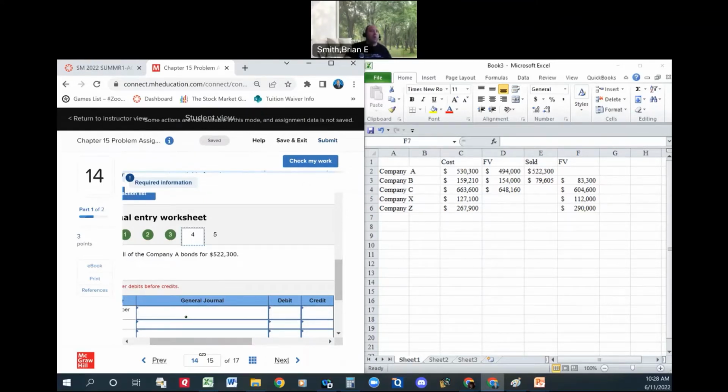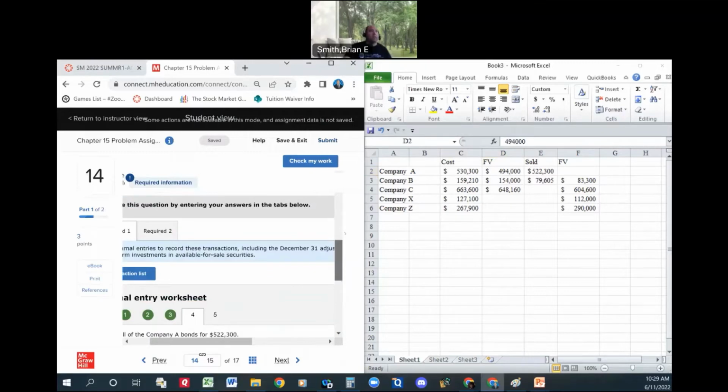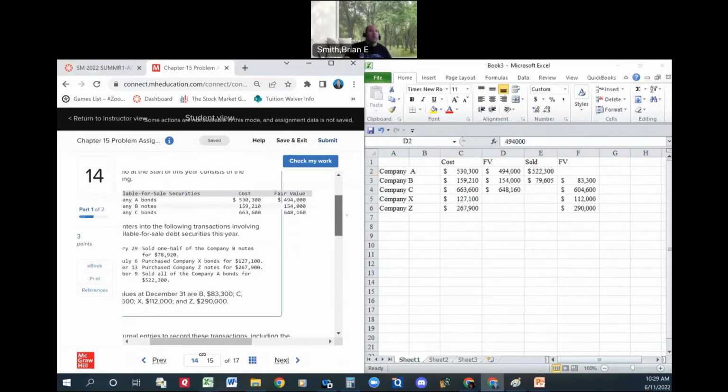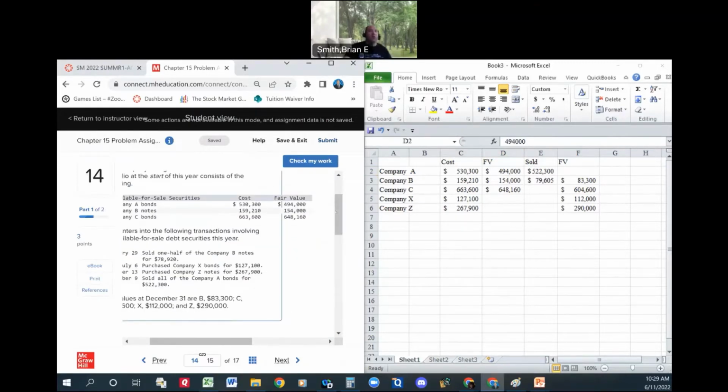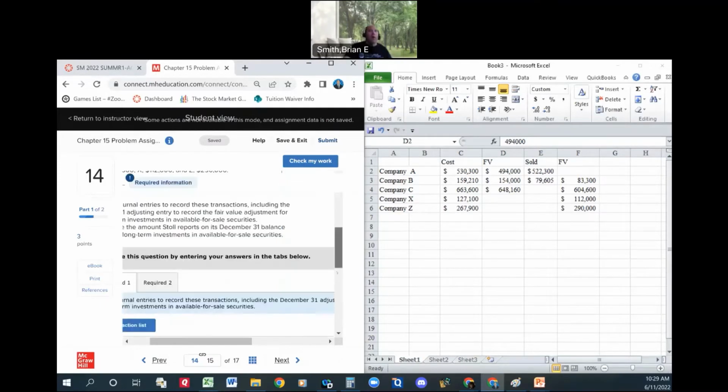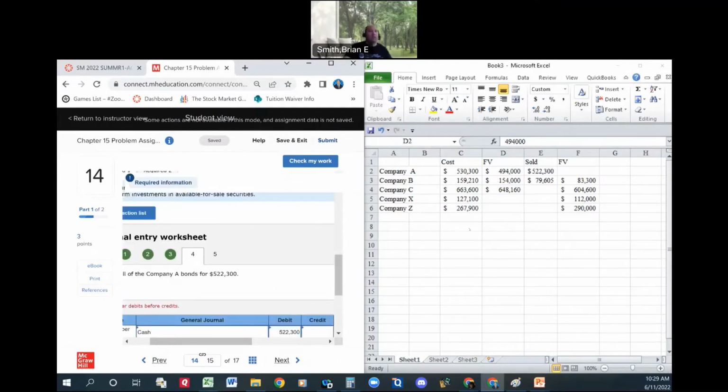Now number 4, we sold all the Company A bonds for 522,300. So we're going to get cash no matter what of 522,300. Now, if we sold all of these, what was our cost on these? Well, our cost was 530,300, but we had a fair value adjustment prior to this. At least we should have had 494,000. So our amount went up, but we still have a realized loss.